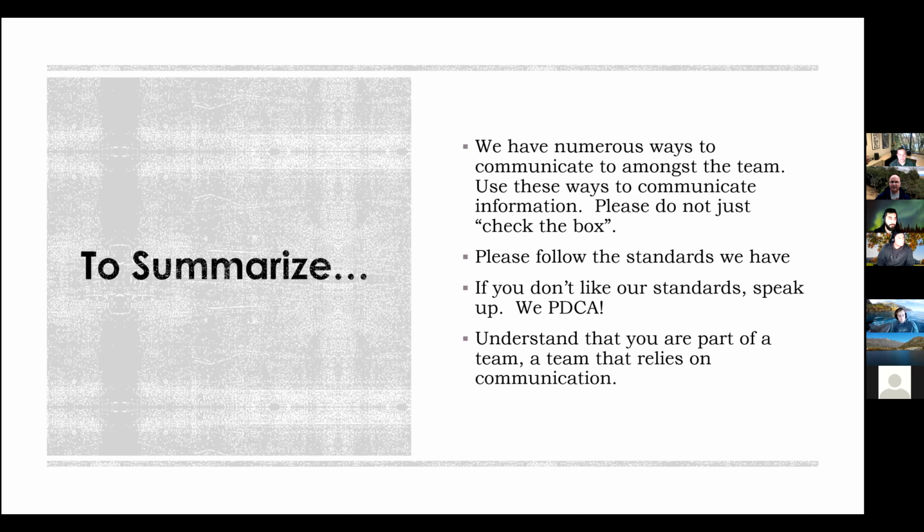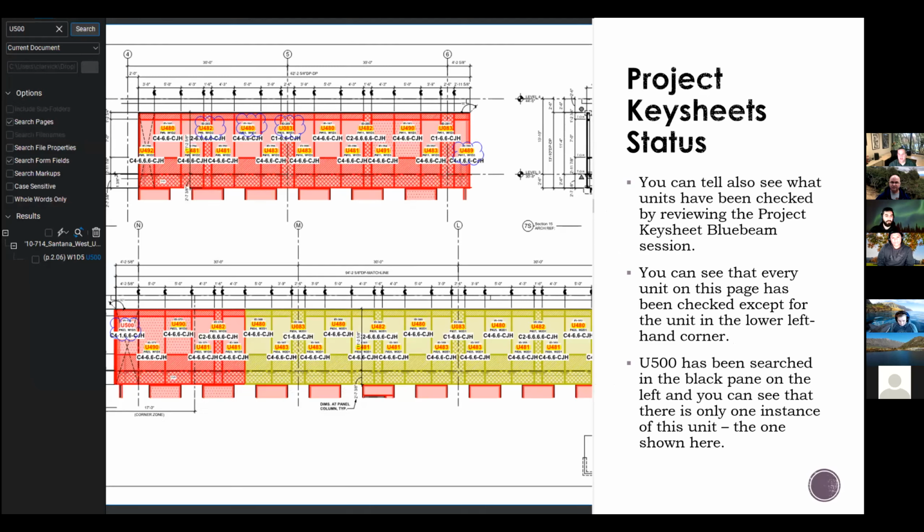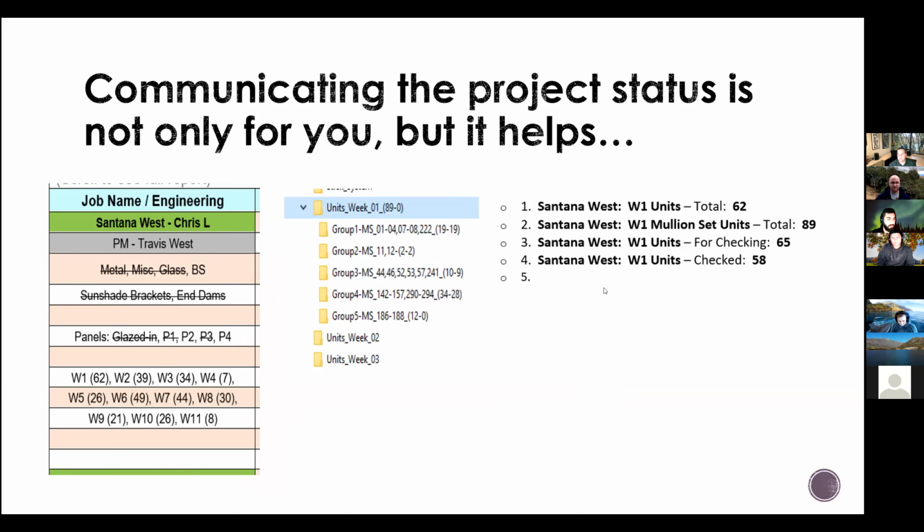For anyone that's been working with Mulligan sets, does anyone have any thoughts on how, at the beginning, we talked about this 62 versus this 89? I know at the beginning on Santana West, the way that Eric was turning in was slightly different than how we're doing it right now, and he had, I thought, good reason for choosing to do it the way that he did. But in the end, we chose to try to keep it consistent and just go solely by unit counts, because that's the way that we check.